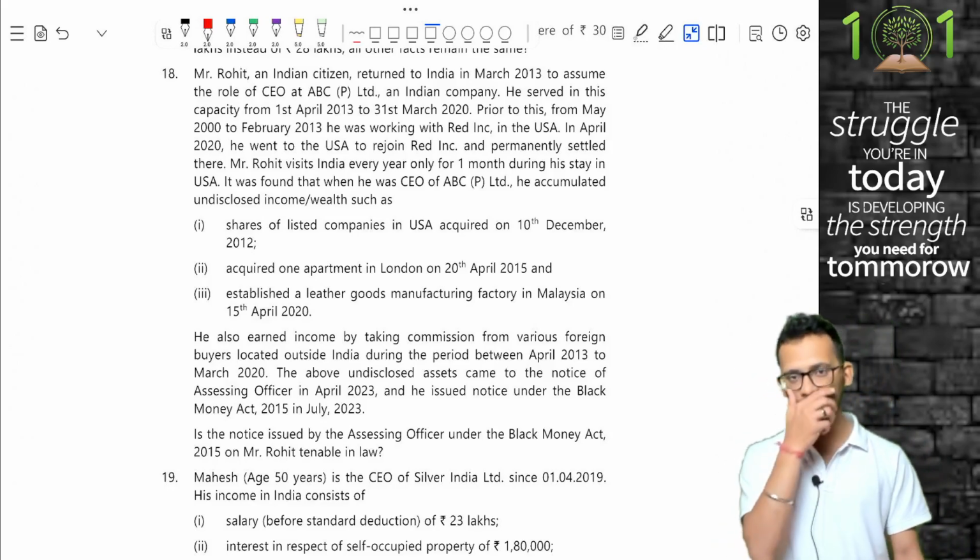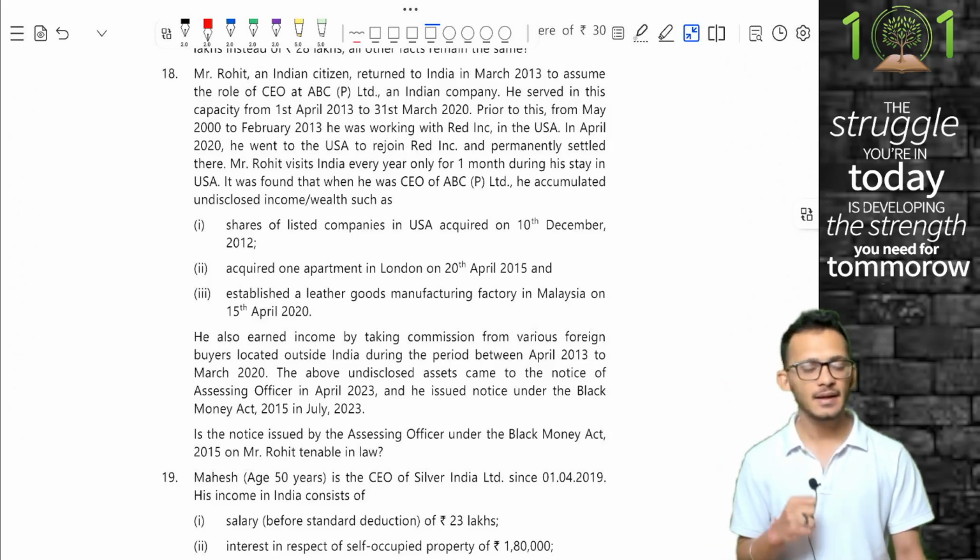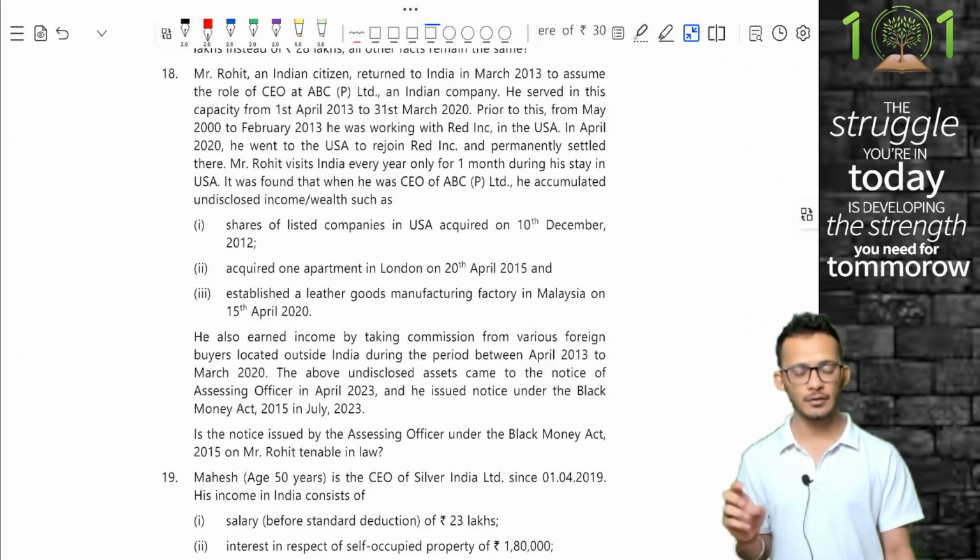I remember telling in the class that when it comes to black money, there are only 3 topics which are relevant. Check which of the 3 topics this one is. If it is one of the 3 topics, then you should be able to answer it on your own. Please check it from your side.